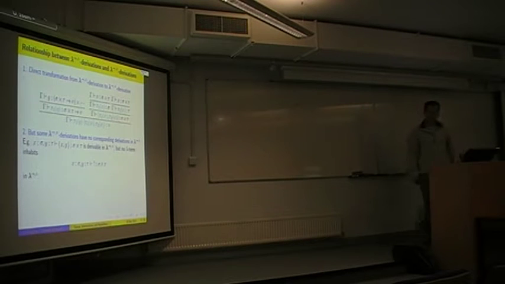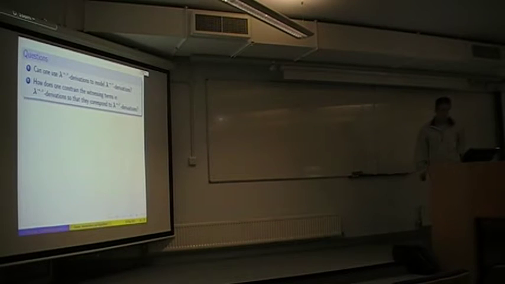It turns out that there are certainly some product derivations that have no corresponding derivations in the intersection system. Here is a simple example. Take this type sequent. It is derivable in the product system, but the corresponding typing sequent in the intersection system is not inhabited by any term. So, a couple of questions. We want to use the product derivations to model the intersection derivations. Why? Because we understand this well. It is more basic. Secondly, how does one constrain the witnessing terms in the product derivations so that they correspond to the intersection derivations?